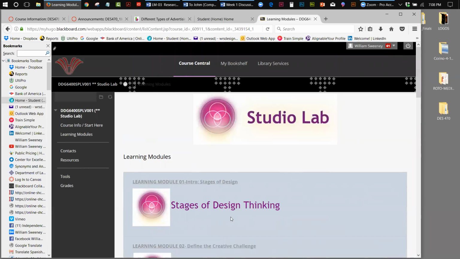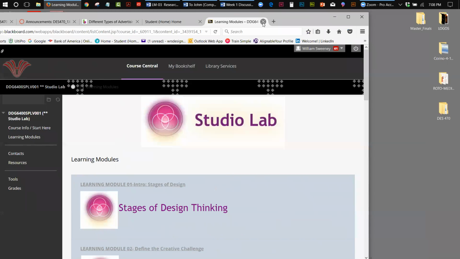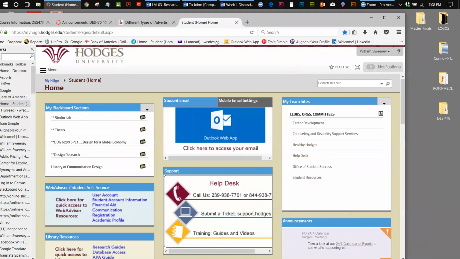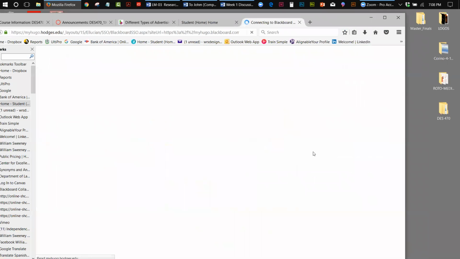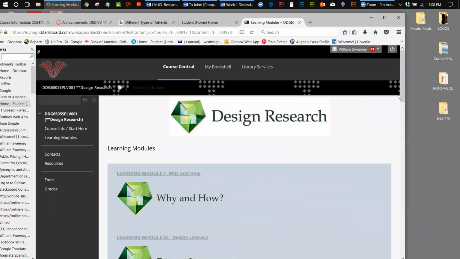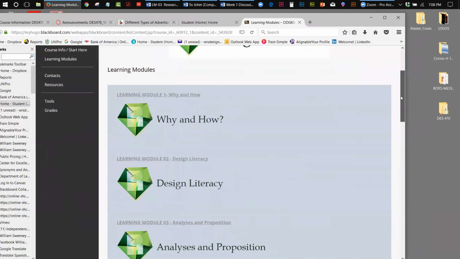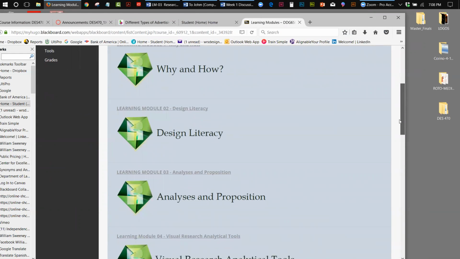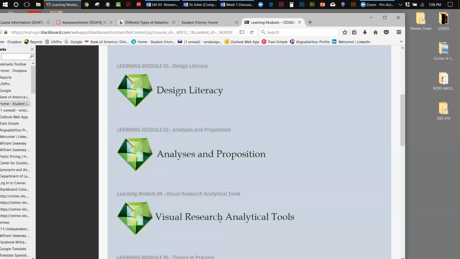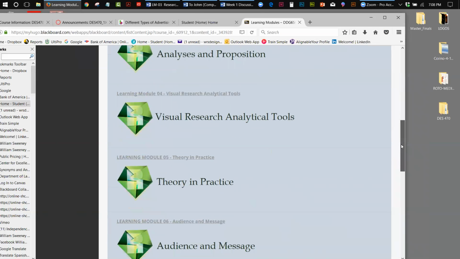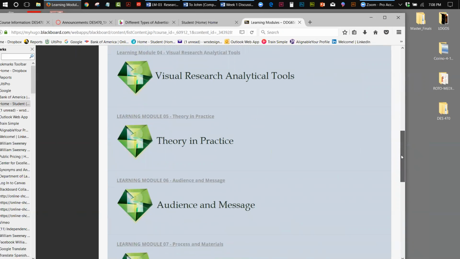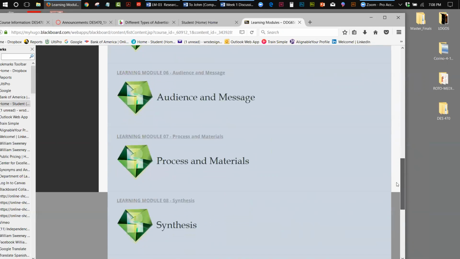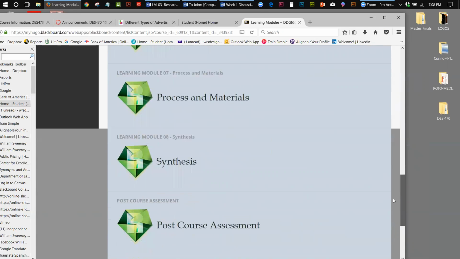I have to tell you, on a certain level, this is very similar to what you will be doing here. And that's why I bother showing you this, because I'm in the process now of completing this. The design research, I'll show you this too, because this is kind of interesting as well. Okay, so the how and why, design literacy, analysis and proposition, visual research, analytical tools, all of these things, theory and practice, audience and message, process and materials, synthesis, post-course assessment.